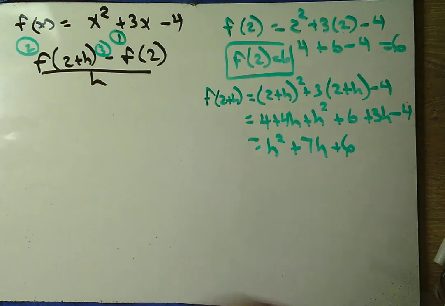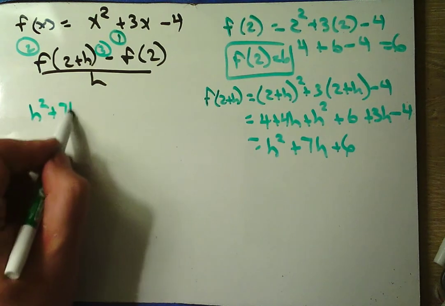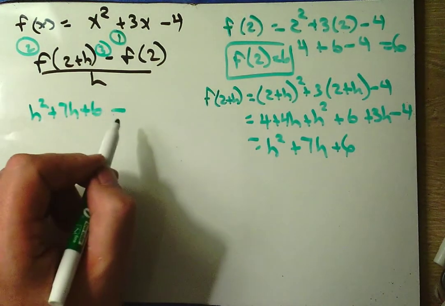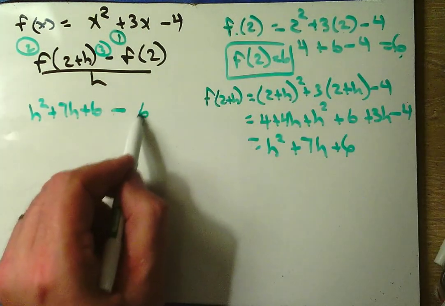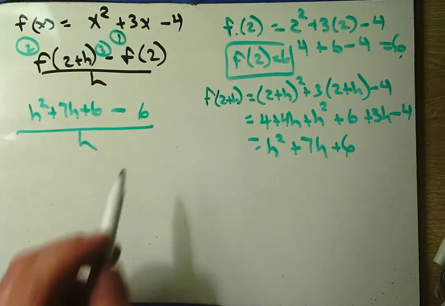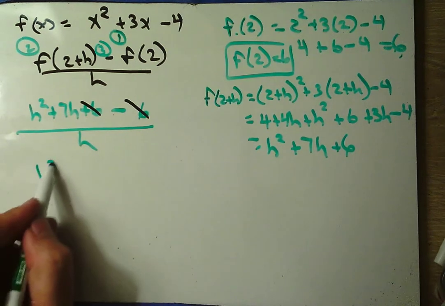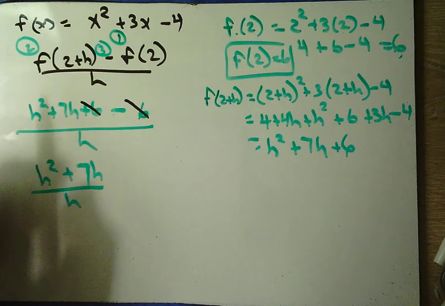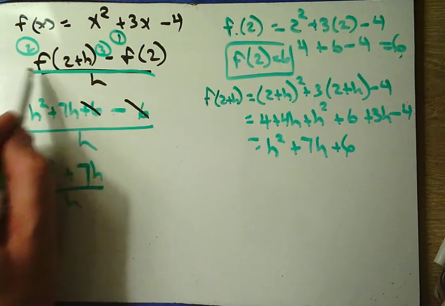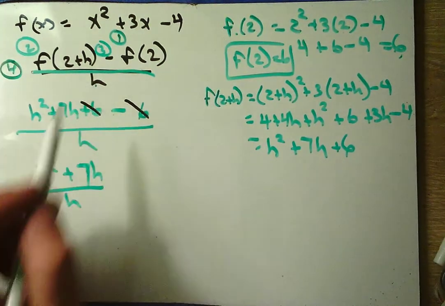Okay, so what's that going to look like? Well, that's going to look like h squared plus 7h plus 6 minus f of 2, and f of 2 was 6. So when I do this subtraction, I see that the 6's will cancel, and so I'm going to have h squared plus 7h over h. Remember, step 4 is I need to divide. Step 4 is I need to divide by h.